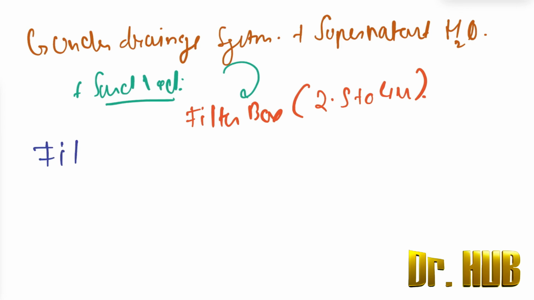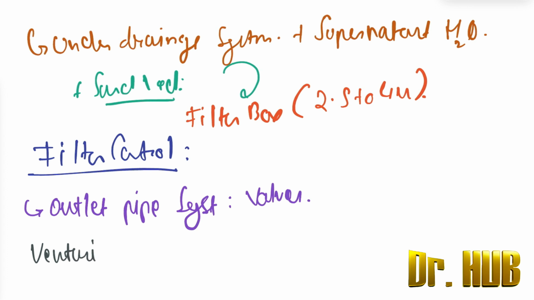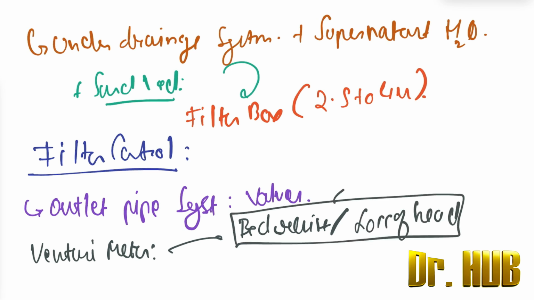Then we move on to the filter control. In the filter control, the outlet pipe systems are provided with valves, along with other devices which maintain a constant rate of filtration. There is a Venturi meter, which measures the bed resistance as well as the loss of head.